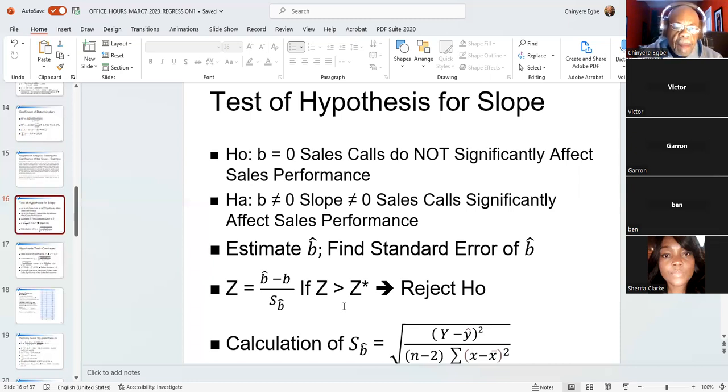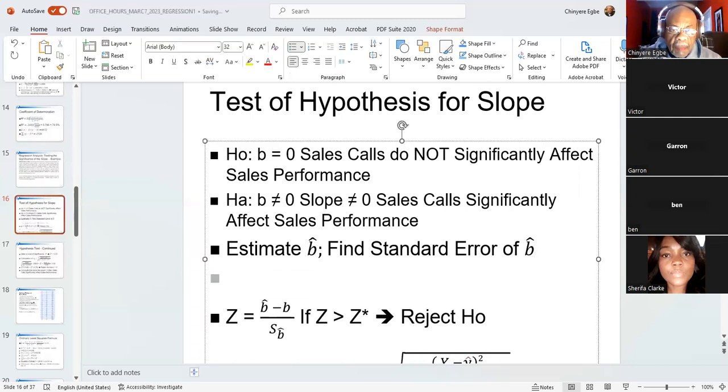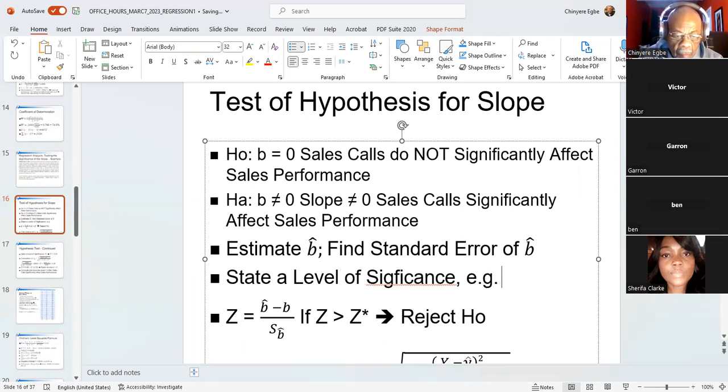Our step would then be to estimate B hat, which we already have, and to calculate the standard error of B hat, just like we calculate the standard error of the sampling mean of X. We estimate the standard error of B hat, and so we use a Z. We also state a level of significance. For example, 2.5%.